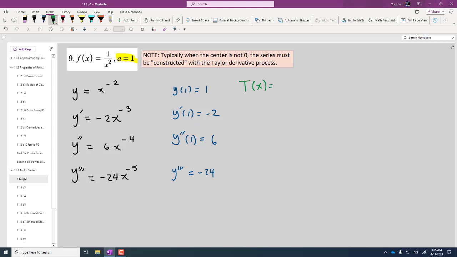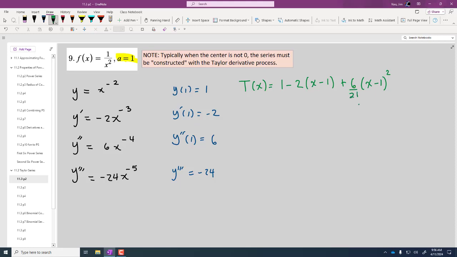Because if we were just doing a Taylor polynomial of degree 3, we would write it as p sub 3, but we're not. We're writing it as an infinite series. So this is going to be 1 minus 2 times (x minus 1). Here comes the square. The power 2 always matches with the factorial, and then we also have to divide by 2 factorial.